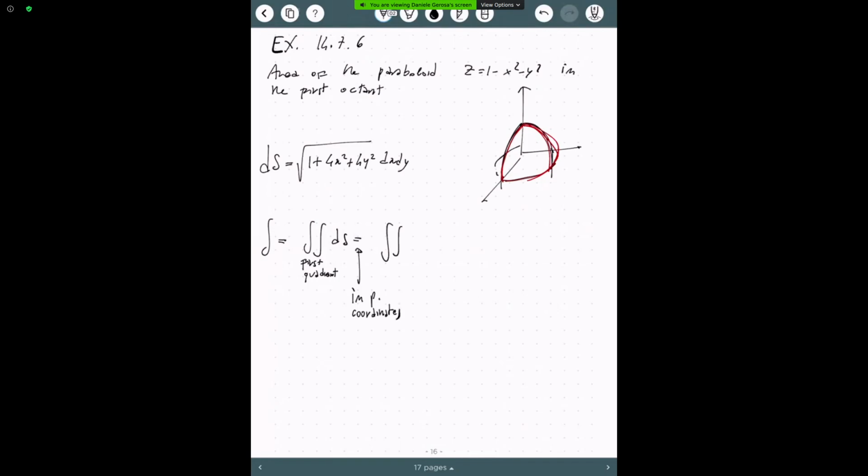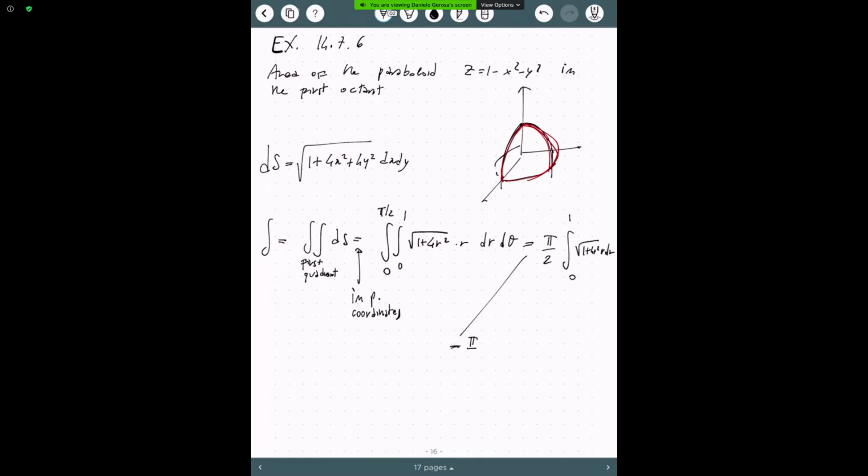The first quadrant is theta between 0 and pi divided by 2, and the radius is just 1. So you get the integral of what? Of the square root of 1 plus, I change the variable, 4r squared, and then we have the Jacobian, which is r. This is perfect. The r dr d theta. This integral does not depend on theta, so we get already a pi divided by 2 times the integral between 0 and 1 of this guy, square root of 1 plus 4r squared times r dr.